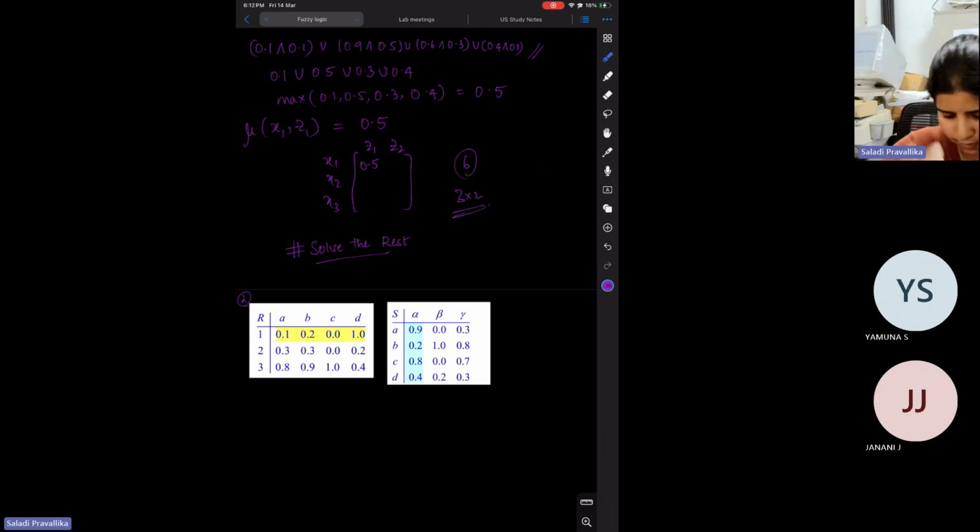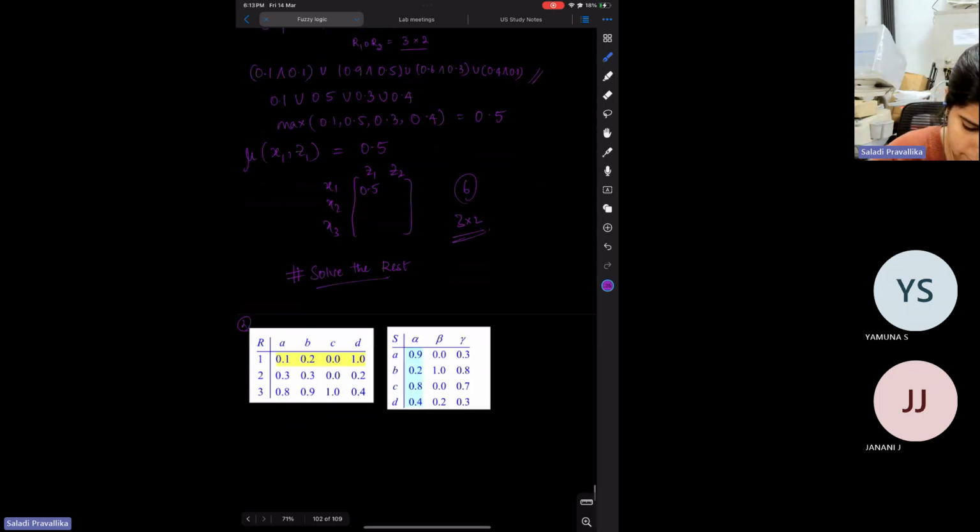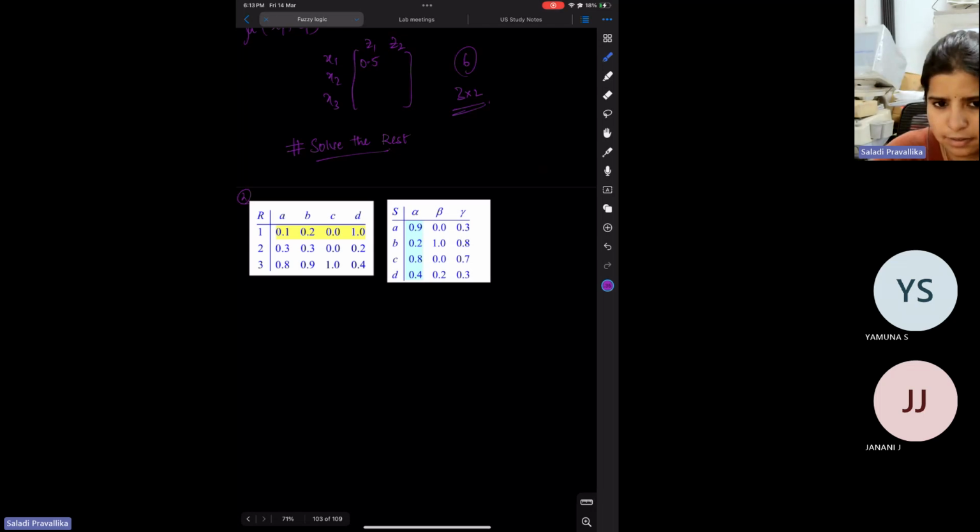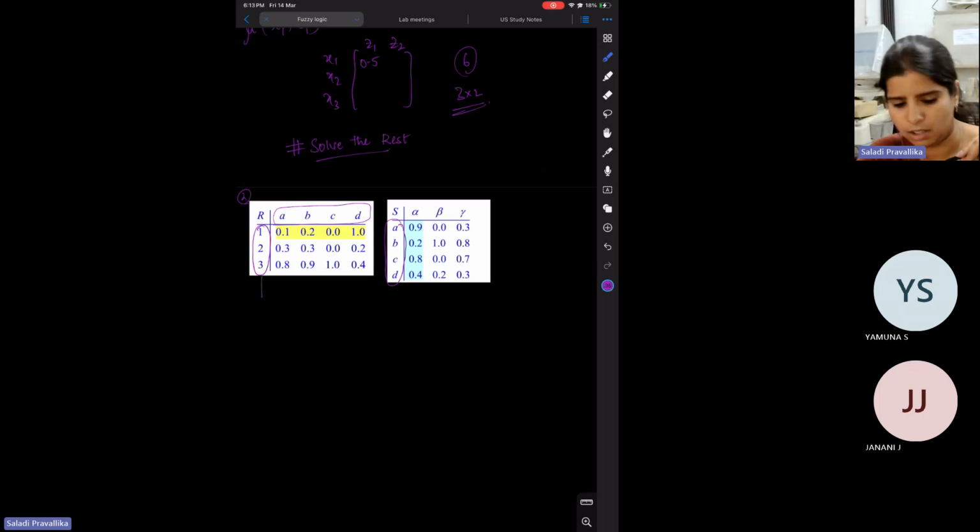So another question I have given here. So here I have two relation matrices R and S. Okay, and one is from the space 1, 2, 3, which is basically integers, and another one is alphabets A, B, C, D, right? And in the S relation also we have A, B, C, D, and the other one are alpha, beta, and gamma. So this is of size 3 cross 4. This is of size 4 cross 3. So the resultant R o S is going to be 3 cross 3.